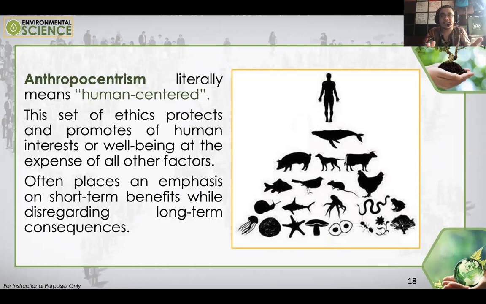But anthropocentrism is generally human-centered. So you only think about what is good for humans, even to the point of the expense of other species. Example, mining. An issue now, mining became an issue during the time of Ms. Gina Lopez. And right now, because we are running short on resources, they said they are planning to revive mining. So we will also talk about that later on in our environmental ethics.